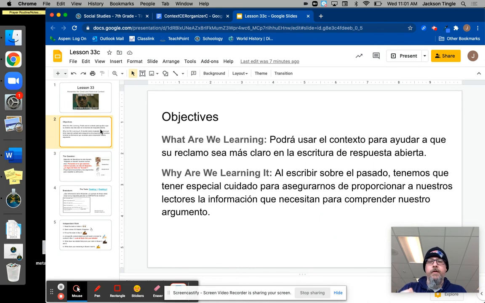Today, you're going to be talking about how you provide information to give context to help the reader understand what you are trying to say. In a history class, this is very important because a lot of times the things that you want to say about history need more information for somebody to understand them.